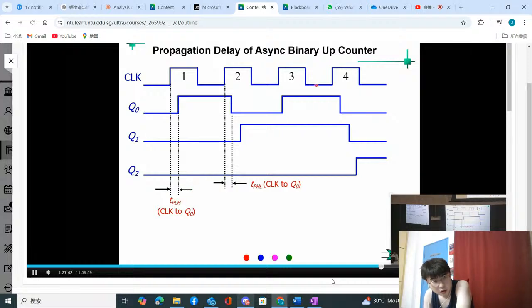And what happened here? Q1. Why does Q1 come out so late? Your Q1 depends on the Q0 to Q1 delay. So now you have Q0 bar to Q1 delay. So this is a delay TPLH. So now your Q1 with respect to the original clock has a longer delay, two delays.